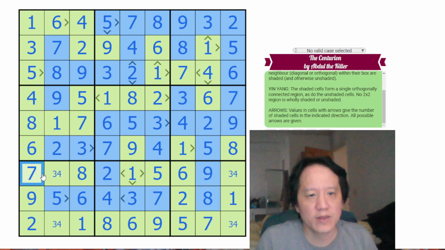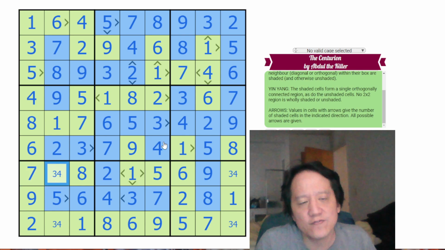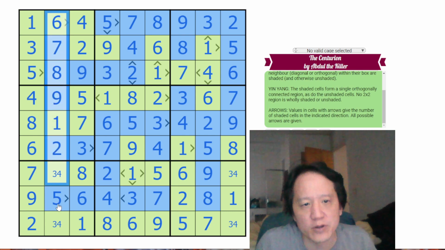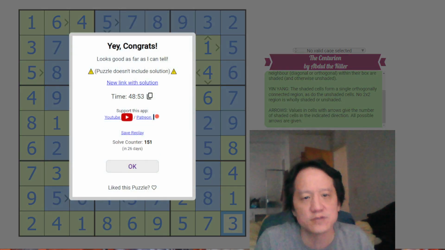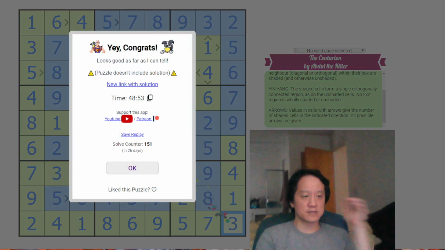9. This cannot be 4 because there would be an arrow here. So this has to be a 3. This is 4. This is 4. And this is 3. And that's the solution.